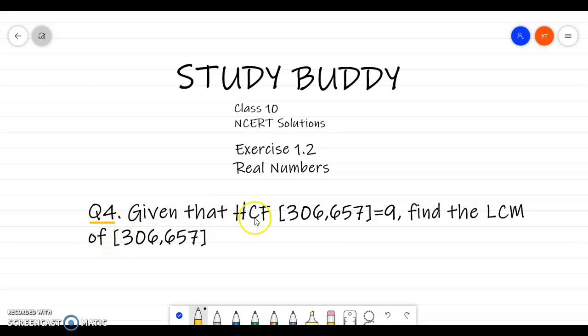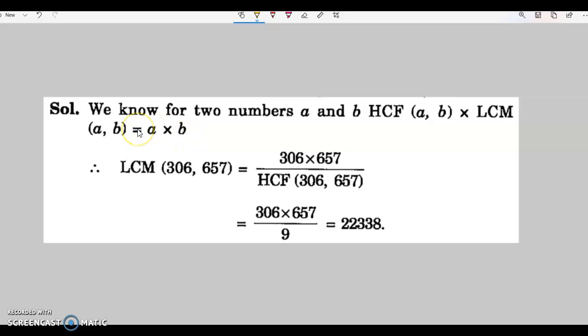Question number 4. It is given that the HCF of 306 and 657 is 9. So find the LCM of 306 and 657. So they have basically given us the HCF of 306 and 657 as 9 and are asking us to calculate the LCM of the given pair of numbers. So let's go ahead with the solution.